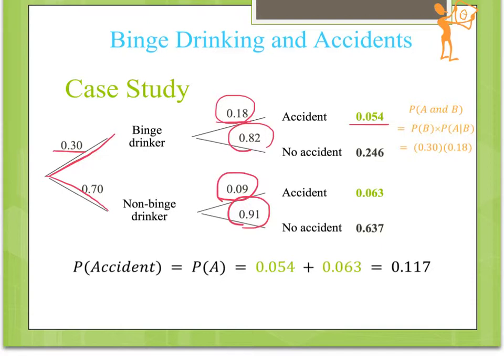We'll do the same, multiplying all along the way to get these four numbers right here. And we're looking for all the ones that have had accidents. So we want the proportion of students that are binge drinkers who have had an accident plus the proportion of students that are non-binge drinkers who have had an accident. Those are the two numbers in green. When we add them together, we get 0.117. That's the probability that a student taken at random out of this population we've described has had an accident related to alcohol.